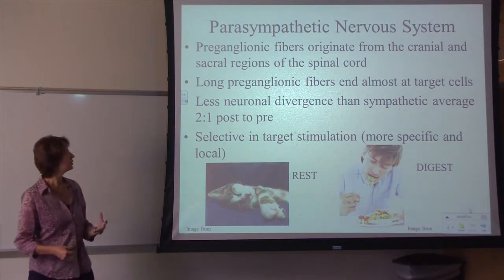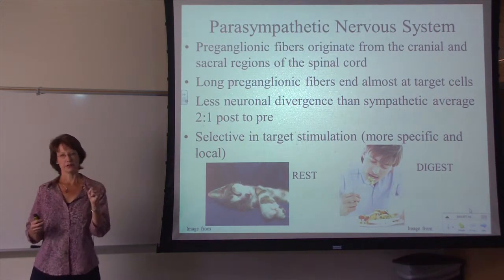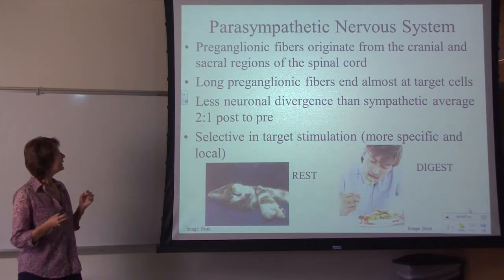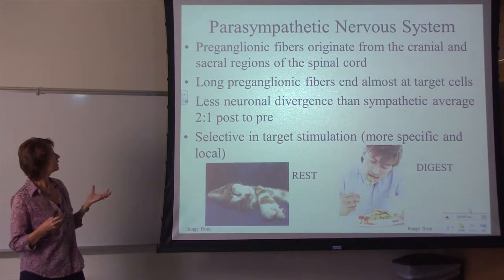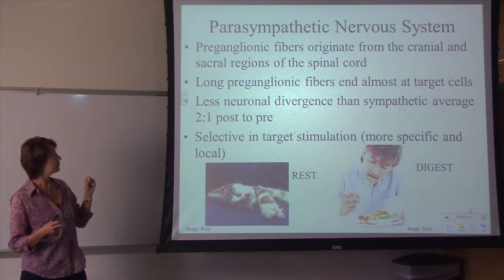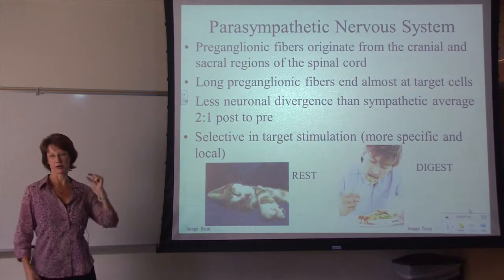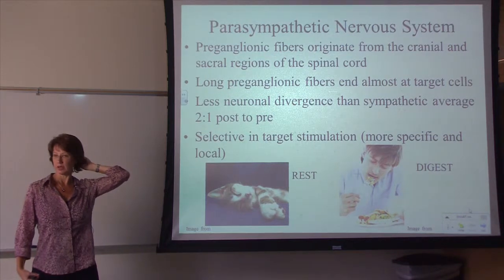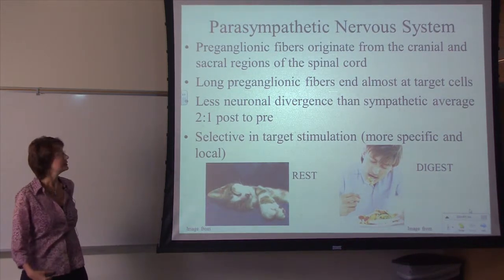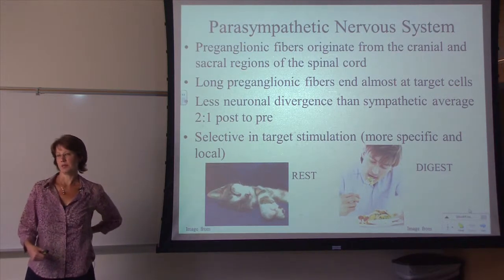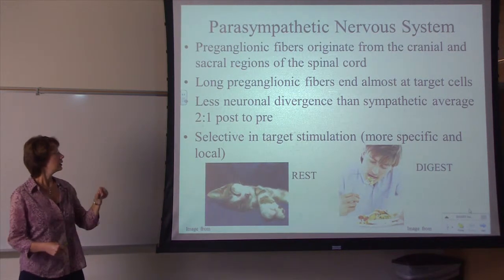The parasympathetic nervous system has a different anatomy from the sympathetic nervous system as well. In the case of the parasympathetic nervous system, the preganglionic fibers tend to come out of the spinal cord at the top and at the bottom. So at the cranial and at the sacral regions of the spinal cord, as versus in the middle, which tends to be more sympathetic nervous system.